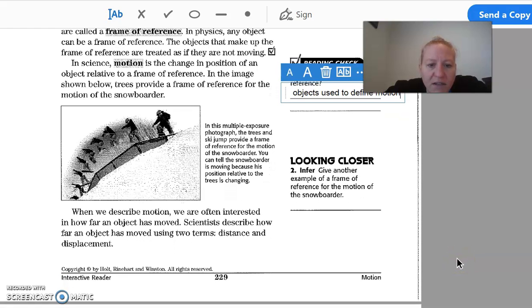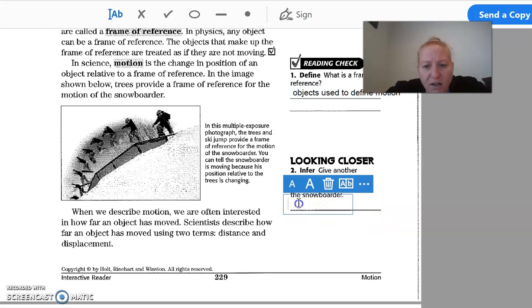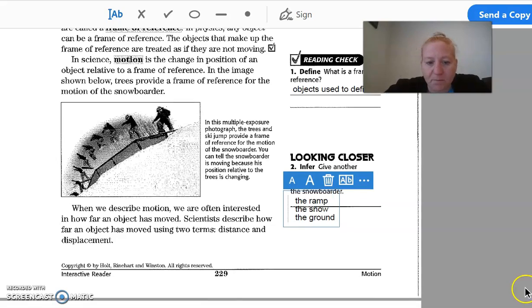When we describe motion, we are often interested in how far an object has moved. Scientists describe how far an object has moved using two terms, distance and displacement. So let's look closer. Give another example of a frame of reference for the motion of the snowboarder. So we are going to write in here possibly the ramp, the snow, or the ground.